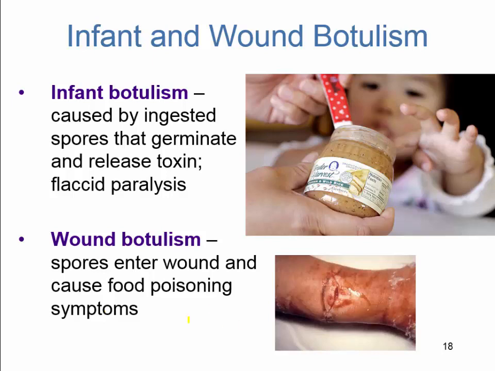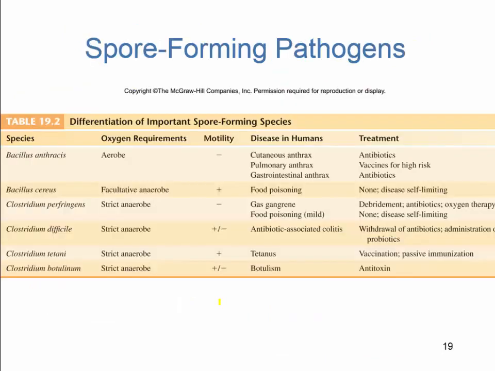And then wound botulism, and I find this very curious. So wound botulism is one of those things that, once the spore gets in the wound, it provides food poisoning symptoms. And so I think ultimately that's going to be a difficult one to diagnose, simply because the patient's going to have nausea and vomiting, but ultimately it's the cause of this anaerobic condition in this wound that's allowing the spores to continue causing food poisoning symptoms.